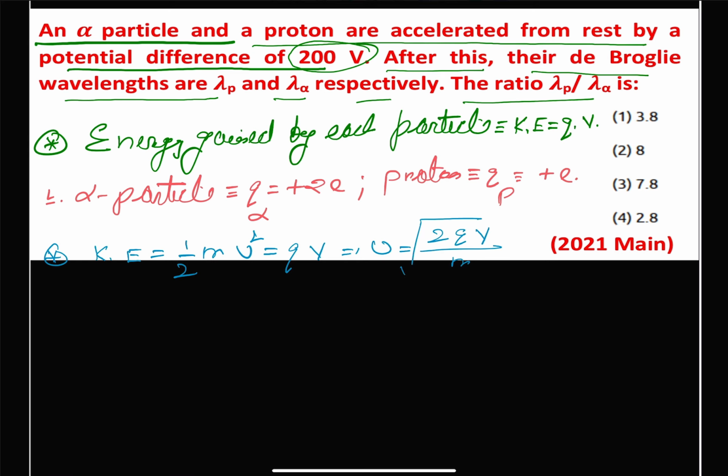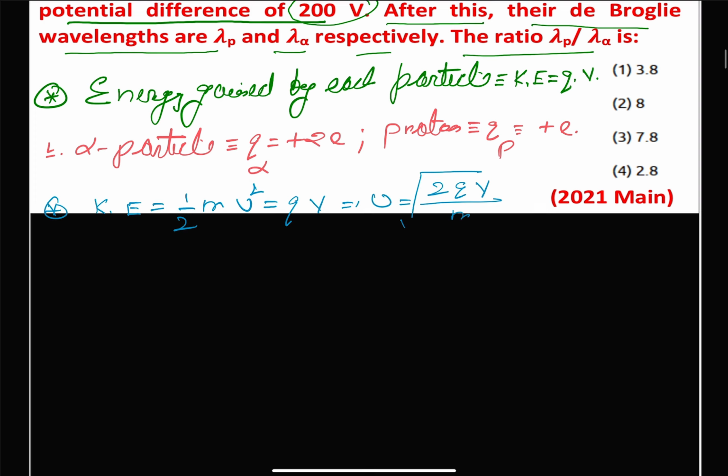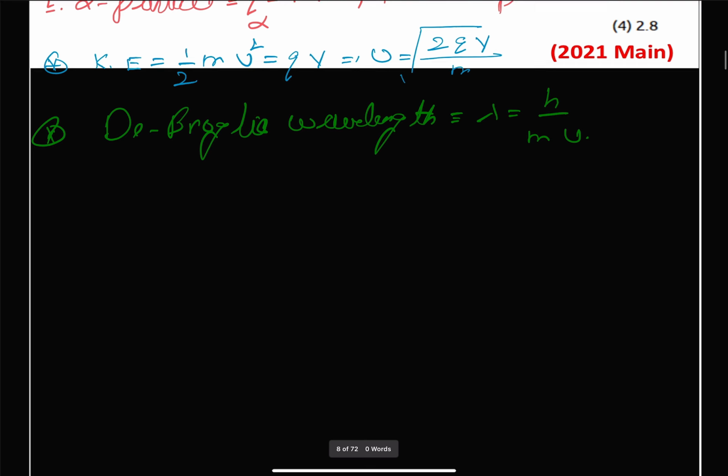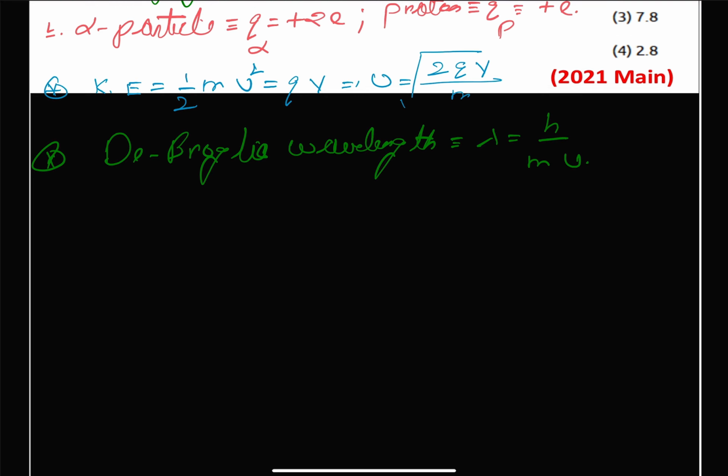Now let's use the de-Broglie wavelength equation. So we can say the de-Broglie wavelength lambda is equal to h upon mass into velocity. Here we substitute our velocity. So we get lambda is equal to h upon mass times the square root of 2qv divided by mass.